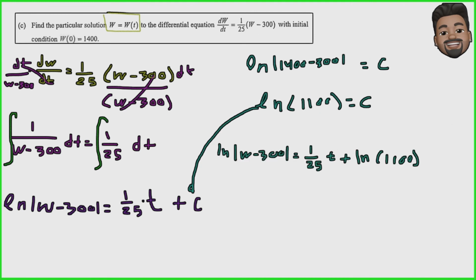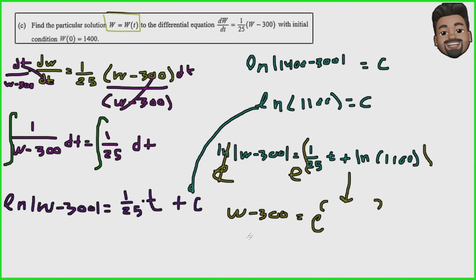All right, now that we have this function all written out perfectly, we plug the c value back in, ln of 1100. Now we're going to raise e to both sides here. That's going to get rid of the ln, and we're going to get W minus 300 is equal to e to this entire thing right here. I'm not going to write it out for the sake of time. And then the last and final step is to add 300. So then I'm going to do plus 300 over here.